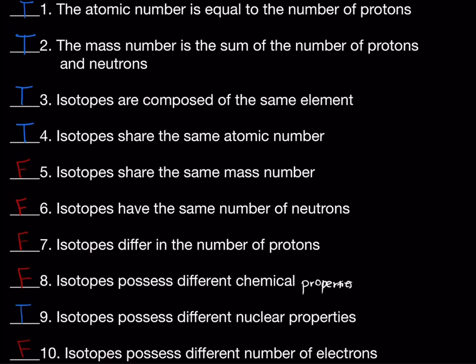So if you ever see something like carbon 12 and you have a +1 charge, that's not going to be an isotope of this because they don't have the same charge. So that's all you need to know about isotopes.